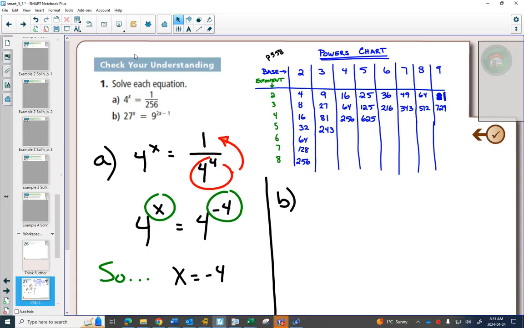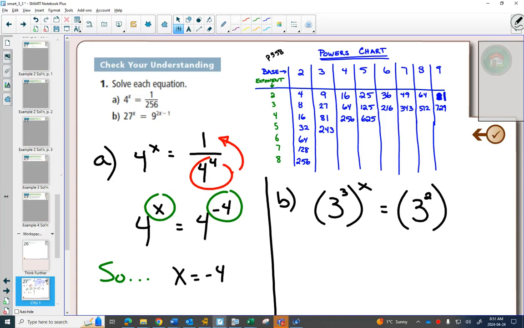So for 27, I'm going to replace it with a set of brackets as 3 cubed. I would still have an exponent of x on the outside because I had 27 to the x. I'm going to replace my 9 with brackets as 3 squared, and I would still have 2x minus 1.